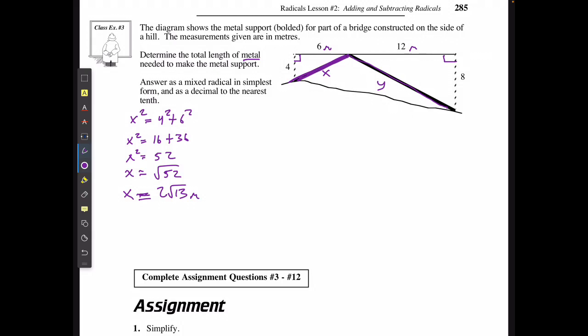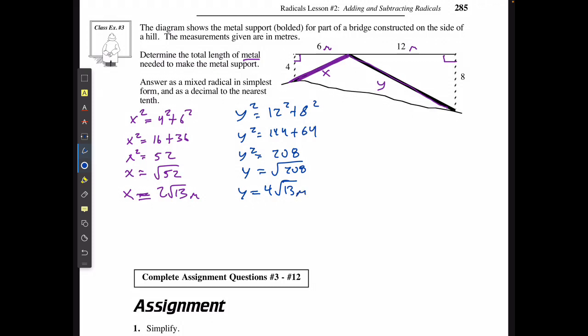For y, I'm going to do the same process. Y squared is going to equal 12 squared plus 8 squared. Y squared is going to equal 144 plus 64. Y squared is going to equal 208. So if y is equal to the square root of 208, then I can simplify that. Y is equal to 4 root 13 in meters. If it wants the total length of the support needed, then I need to combine these.